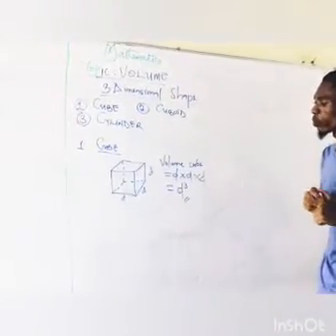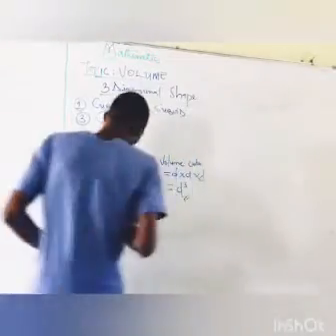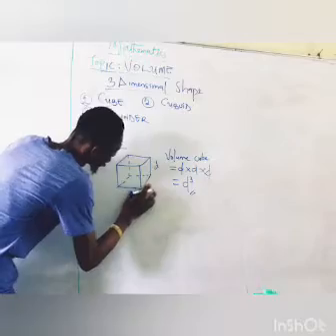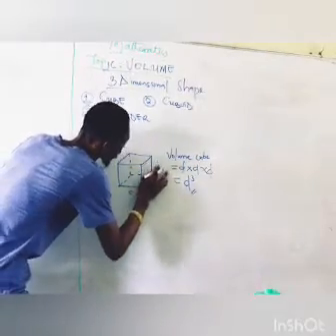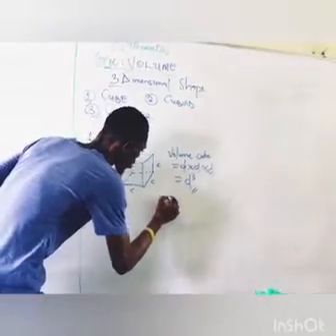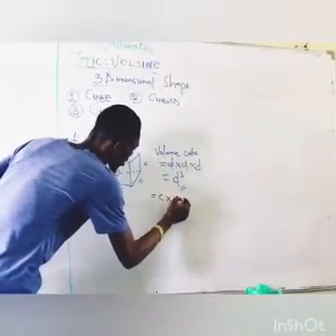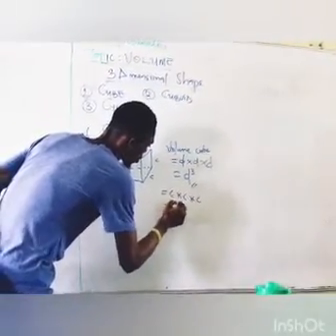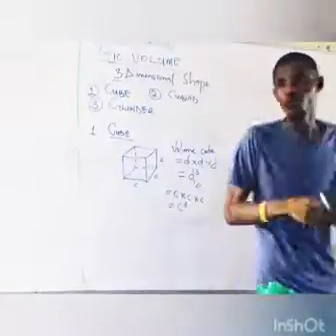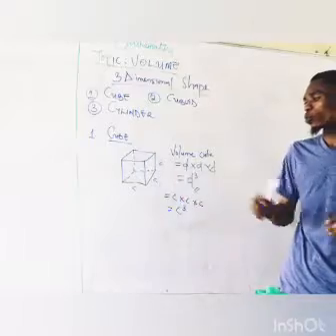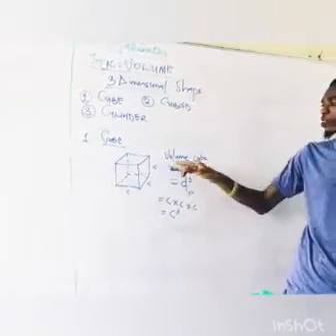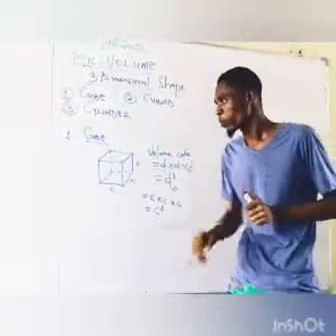Supposing I change this D to be C, and this one to be C, and this one to be C. Now the volume of my cube will be C multiplied by C multiplied by C, which is equal to C raised to the power of 3. That means you have a choice of choosing what alphabet you want to use in denoting your side. Are we together? You're free to make a choice.